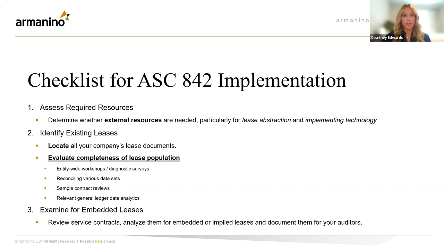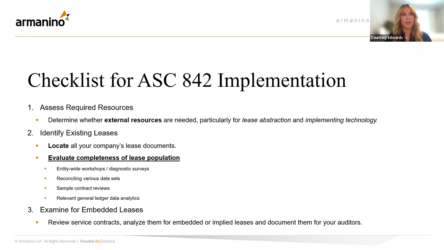The second one would be identifying existing leases. The first step, once you have your project team in place and your resources on hand, is to begin by locating all of your company's lease documents. This typically involves working across departments and business units to survey all relevant areas about the existence of leases. As you collect the lease documents, an initial analysis of leases should help you uncover the operational, accounting, or data issues that you'll need to resolve. So you'll have at least a starting point.